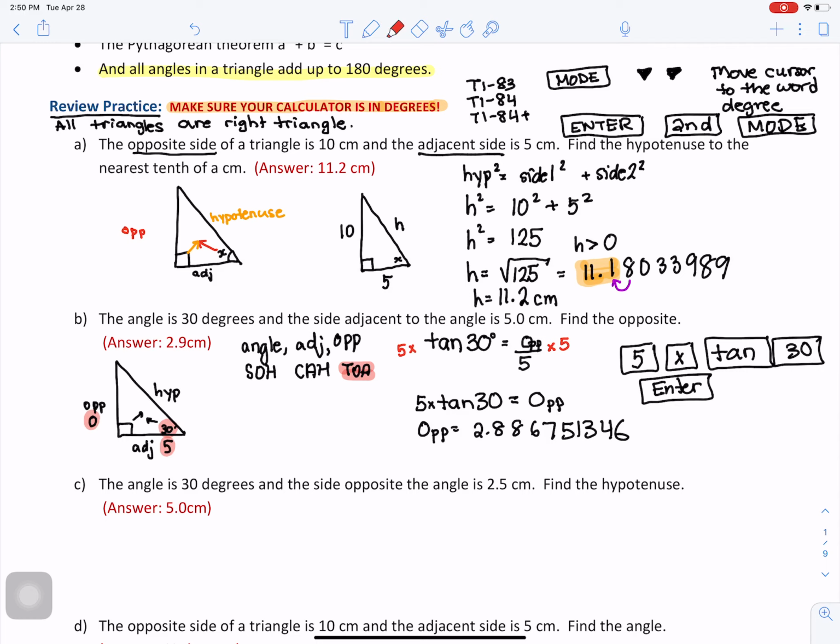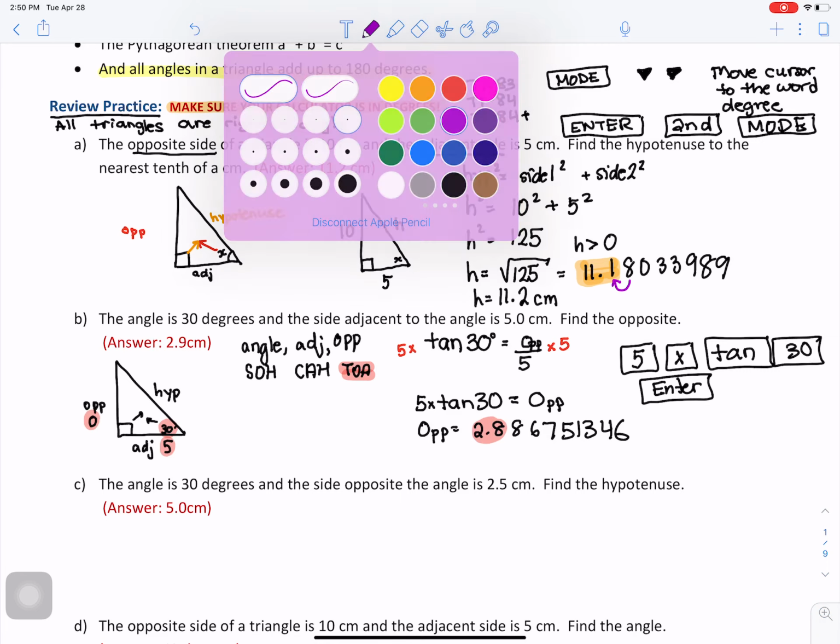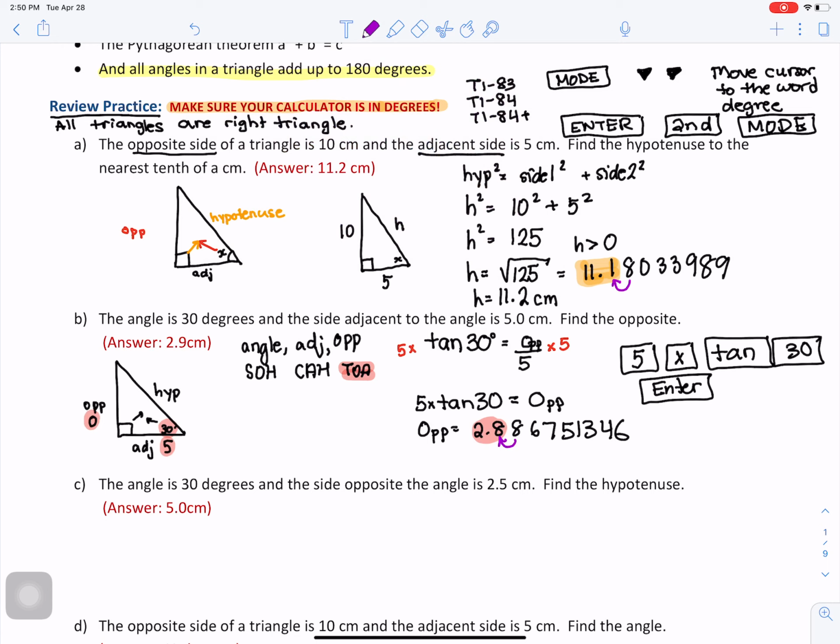We want to stop our answer at the nearest 10th. So I look at the number beside it. That 8 rounds up to a 9. So my answer for the opposite side is 2.9 centimeters long.